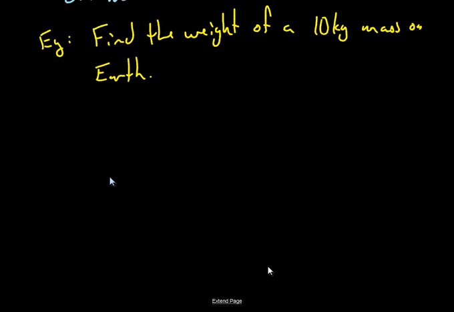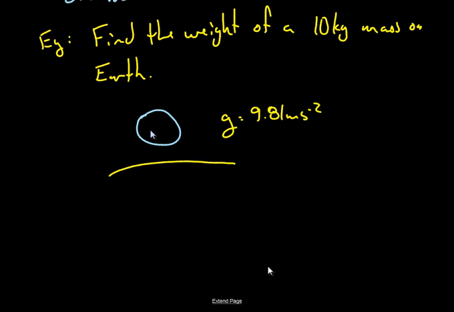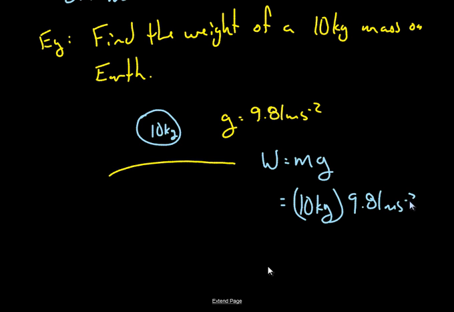All right, so here's Earth. We know that g is this. Here's my 10 kilograms. And we know that weight is going to be equal to m times g. So my mass was 10 kilograms, times negative 9.81. Which way does this point, by the way? Which way does weight point? Yeah, weight is down. So you get 98.